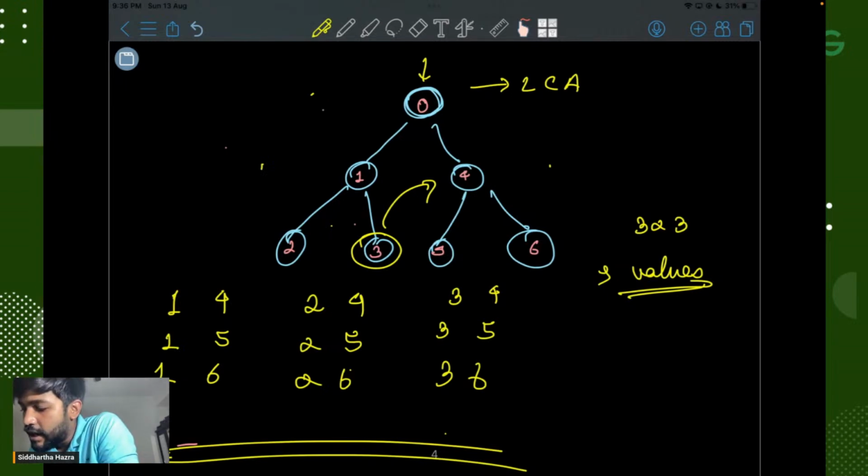That the number of times 0 would be an LCA is nothing but left subtree size multiplied by right subtree size. Do I make sense? Tell me a quick yes or no.